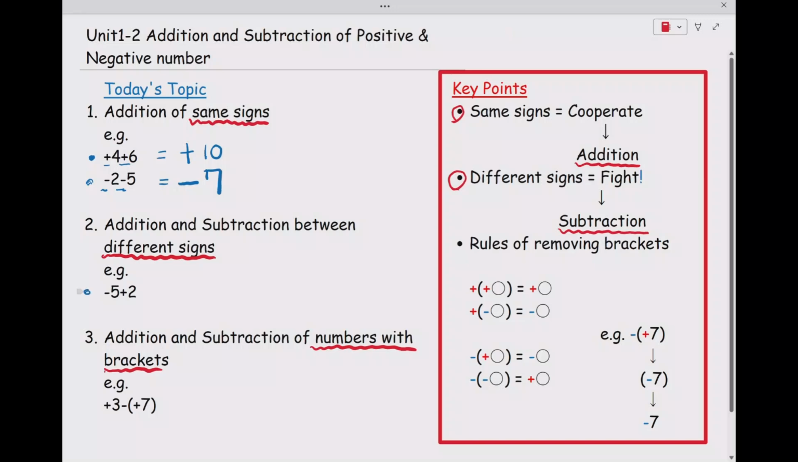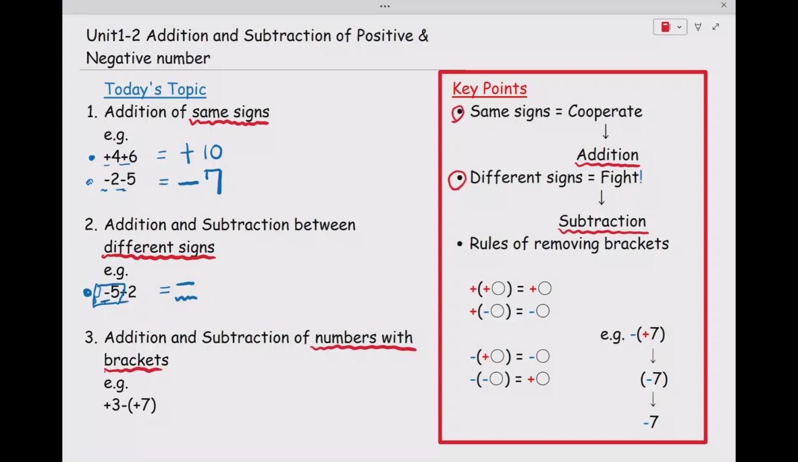Next, question number 2. Minus 5 plus 2. One of them is in the minus team, but the other one is in the plus team. That's different signs. Different signs fight with each other. Now, in this case, which team wins? First, which team has the bigger number? The minus team is 5, and the plus team is 2. So, in this case, the minus team has the bigger number, and therefore the minus team wins. So, the sign for the answer is going to be minus.